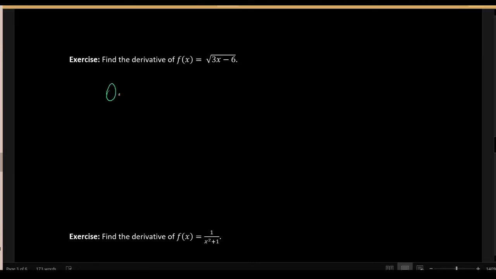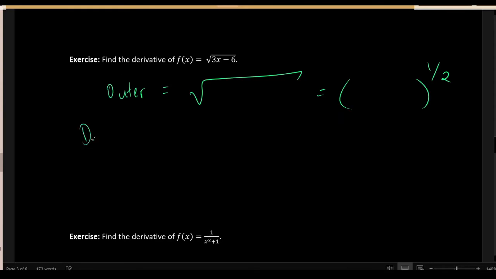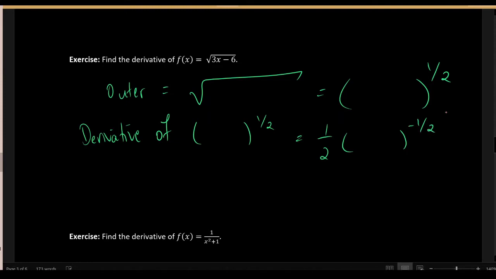This time the function on the outside is the square root. Not necessarily the square root of x, but the square root of blank. We could also think of this as blank to the power 1/2. Now what's the derivative of the outer function? What's the derivative of square root? What's the derivative of blank to the 1/2? The half comes down, and the power changes to negative 1/2.